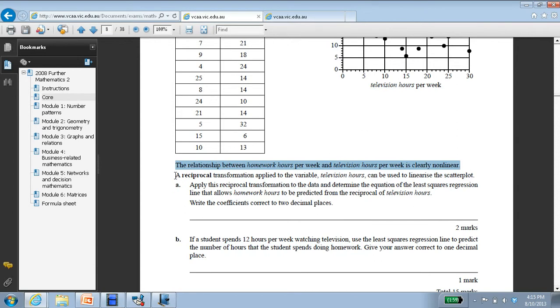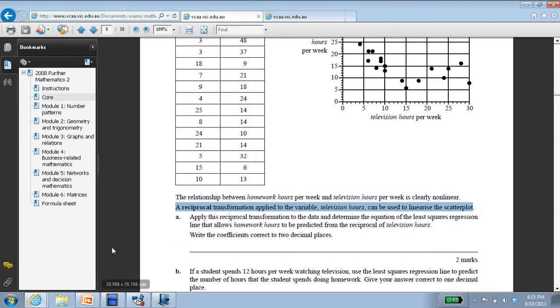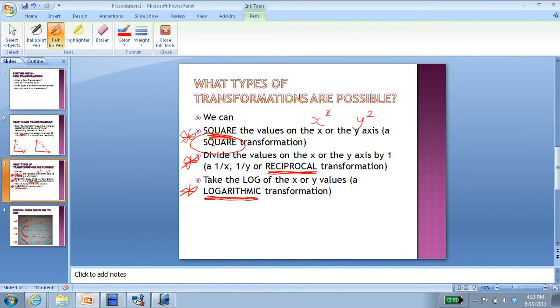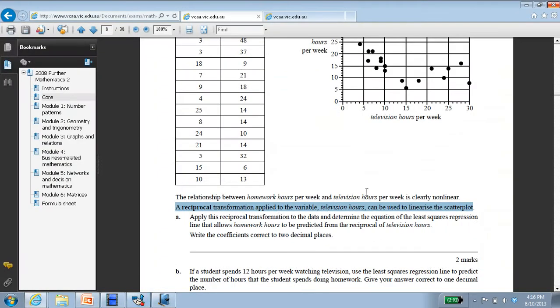A reciprocal transformation applied to the variable television hours can be used to linearize the scatter plot. Okay, what this means is we've just seen in our presentation back here the word reciprocal, and that refers to a one on something. Now let's go back to the question. Reciprocal applied to the variable television hours. Here's television hours up here on the x-axis. So what this is talking about is a 1 on x transformation.